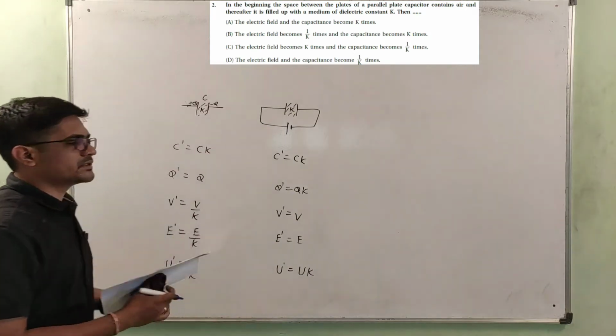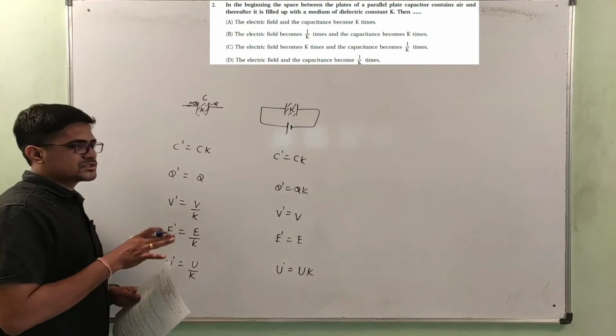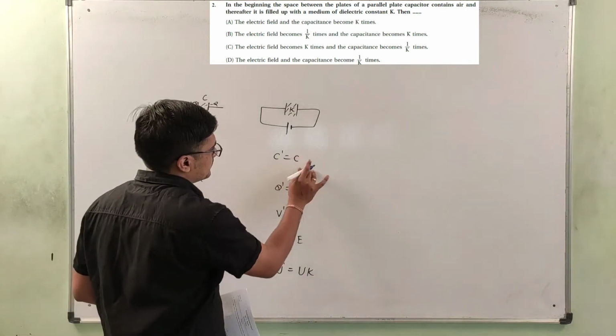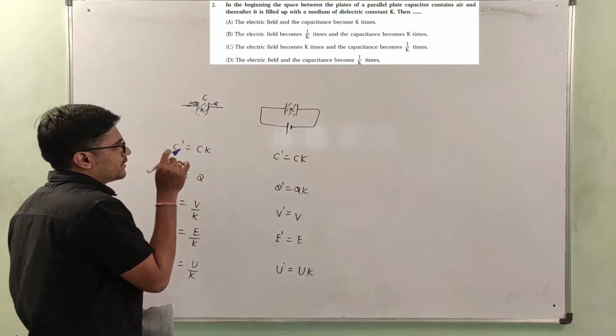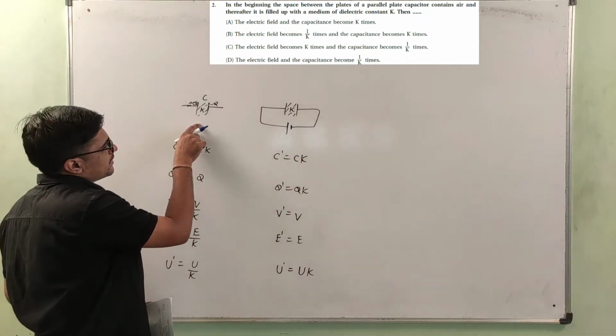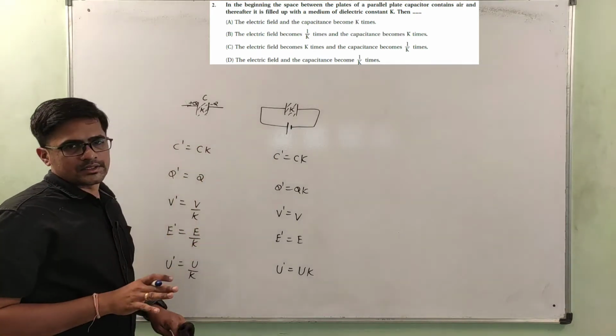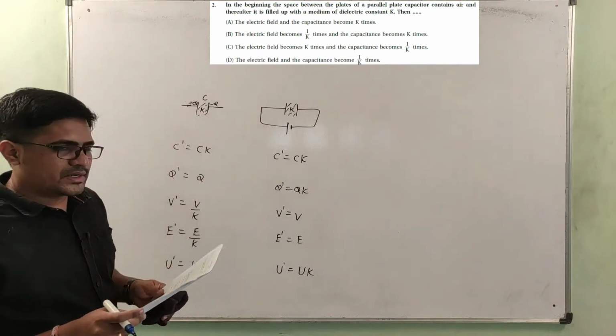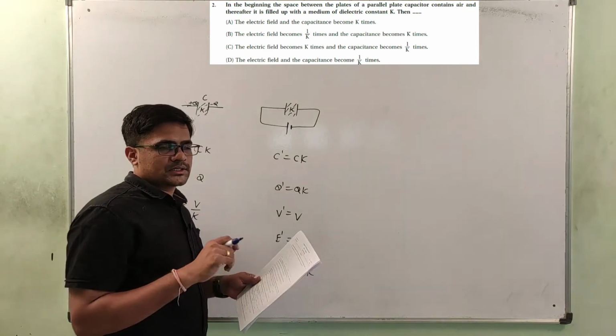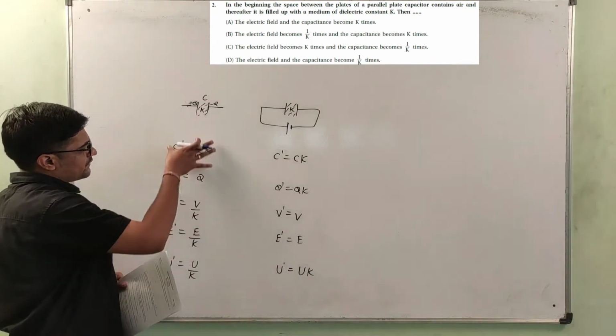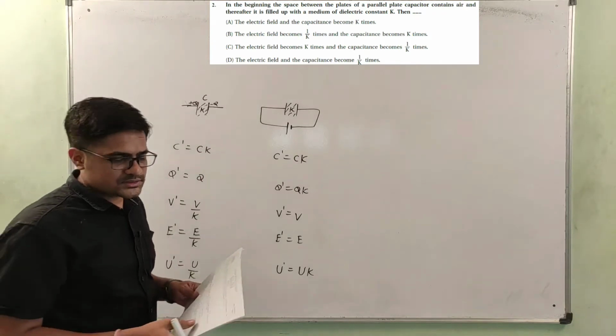So you should remember this table. This is the most important table, right? At the time of insertion, the battery is connected or not connected. The quantity depends on that condition. So whenever nothing is given whether battery is connected or not connected, you should consider the first case, when battery is removed after the charging of capacitor.